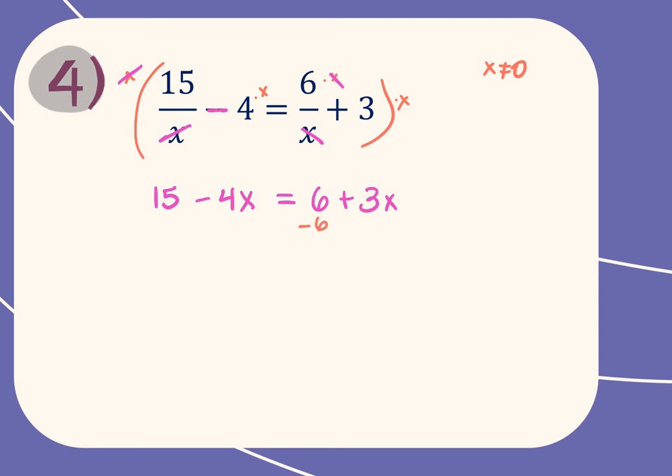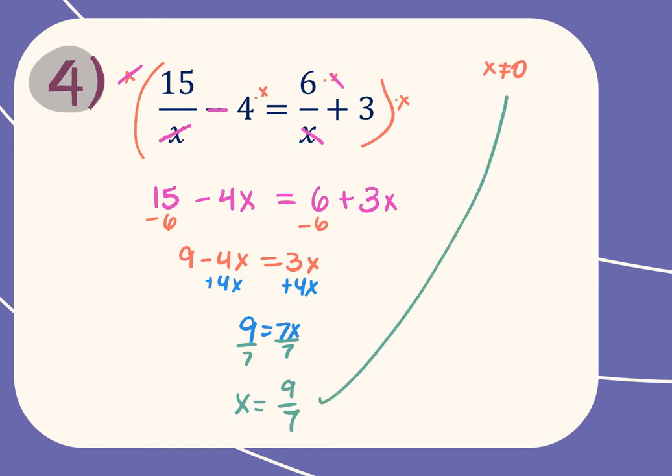Now I can subtract the 6. 9 minus 4x equals 3x. Add the 4x. 9 equals 7x. Divide both sides by 7. And x equals 9/7. That is not 0, so that is my answer. I get to keep it as an answer.